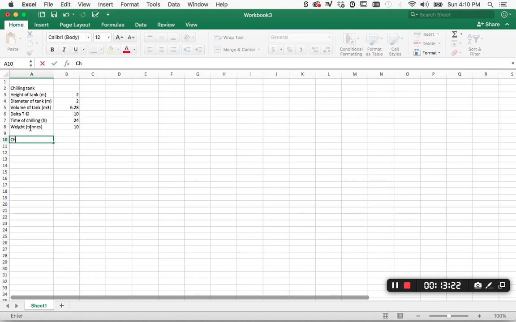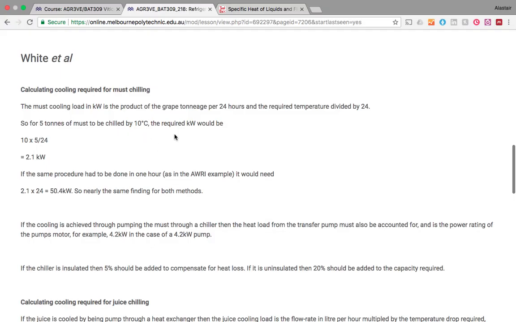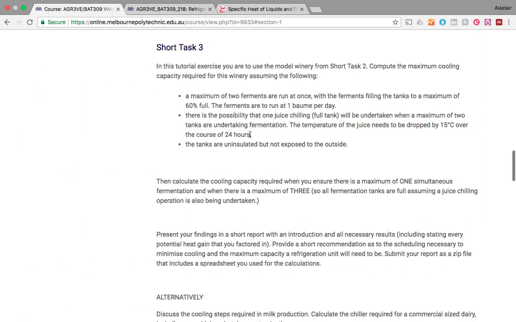So then we just, kilowatts. Let's put chilling capacity equals the weight times the time. No, weight times the temperature difference divided by the number of hours. 4.16 kilowatts. Make sure all those numbers are correct. Hang on, let's have a look here.